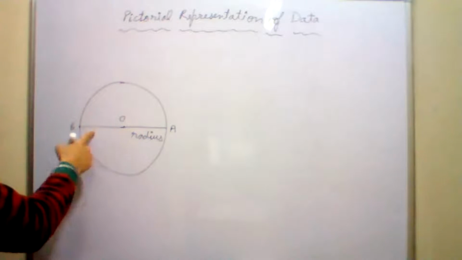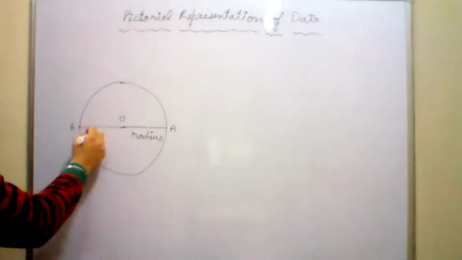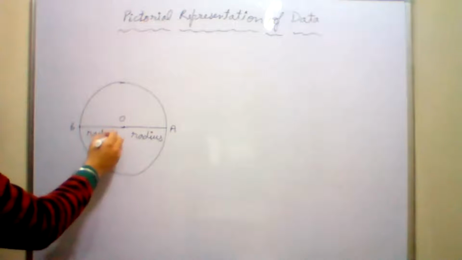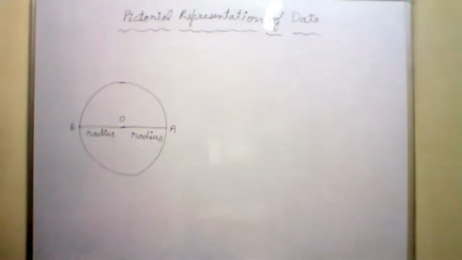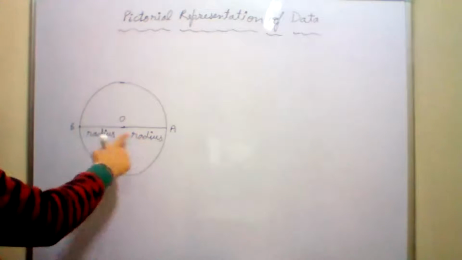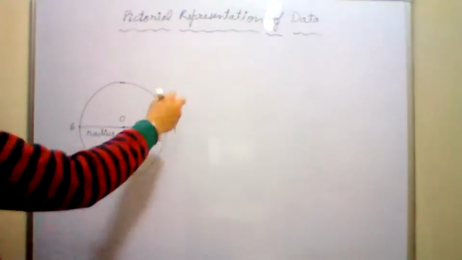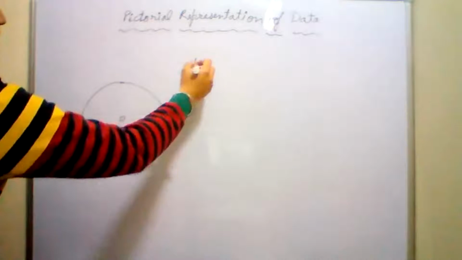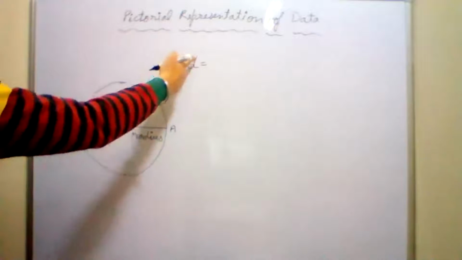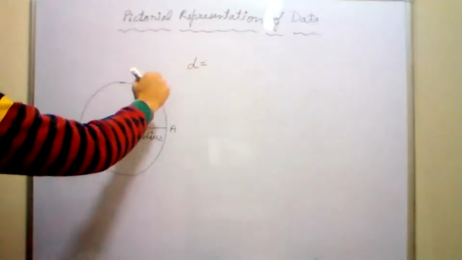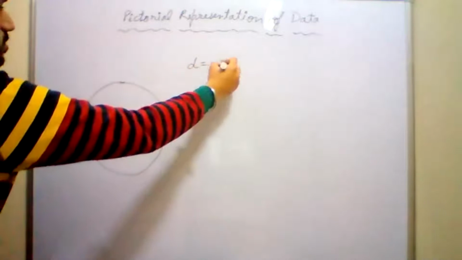So radius plus another radius, these are two radii. The plural form of radius is radii. So two radii, if we combine, it becomes a diameter. So diameter is represented by small d. Diameter is equal to 2 radius.